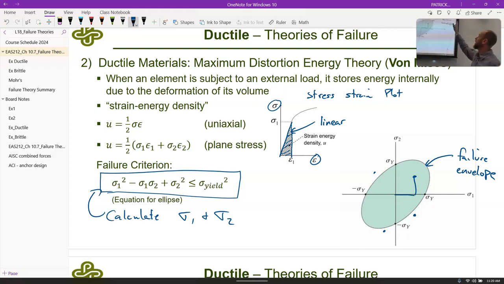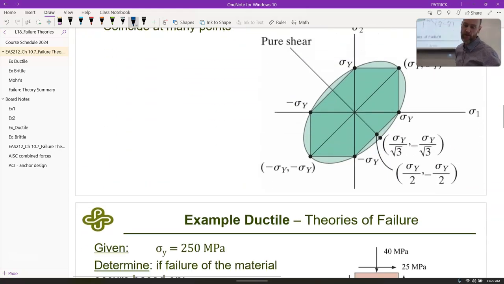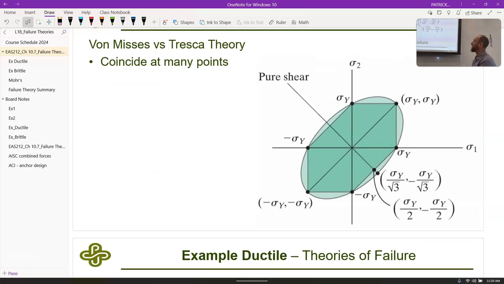So I said von Mises. So again, in most analysis software, you can choose to evaluate it on Tresca or evaluate it on von Mises. So these are two different approaches. And I said that in reality for ductile materials, you can choose either or. It doesn't really matter. The reason why it doesn't really matter, this is a plot of the Tresca criterion versus the von Mises.